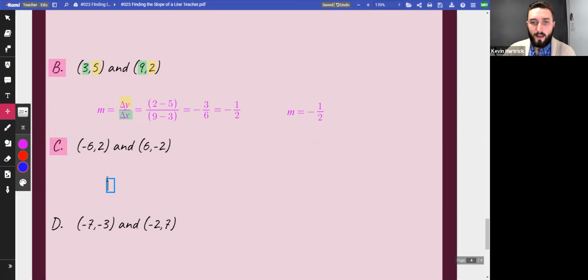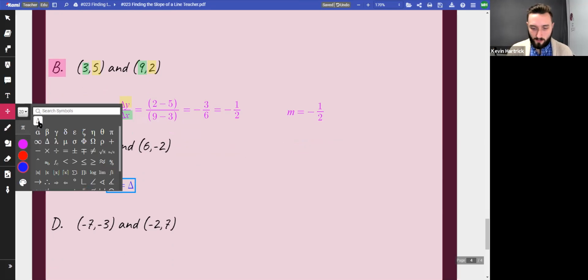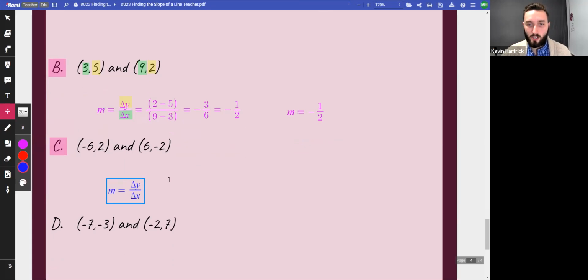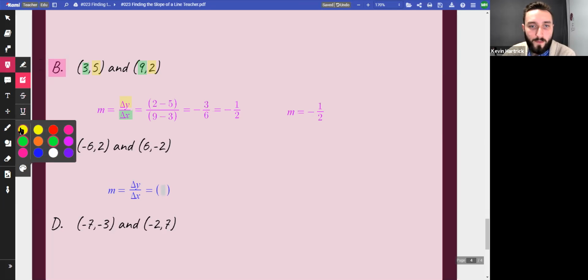Okay, again, I'm going to start with the formula. So M equals, and I'm going to start with my symbols. So delta Y over delta X. What does that mean again? That means the change in Y's over the change in X. How do we find the changes? We subtract. Okay, so let's start annotating. Okay, marking it up, highlighting.